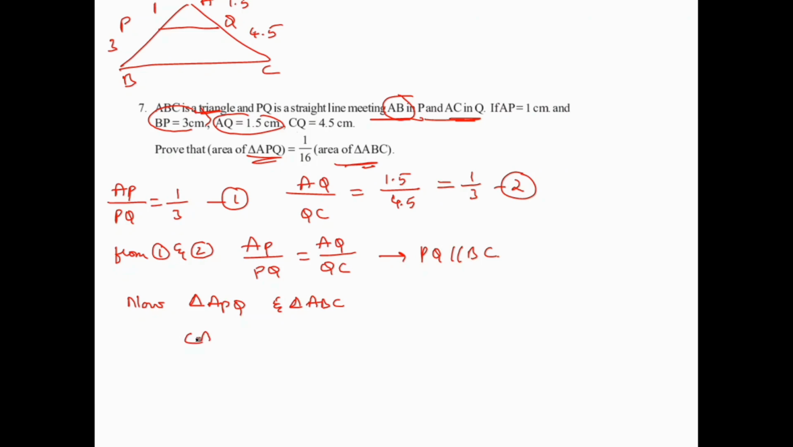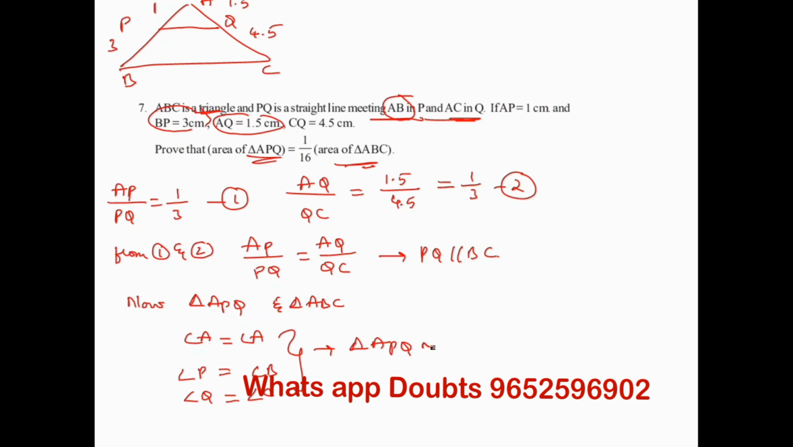Now in triangle APQ and in triangle ABC, angle A is equal in these two triangles, right? And angle P is equal to angle B. These are the corresponding angles for the parallel lines, right? So from this, I can say that triangle APQ is similar to triangle ABC. How can I say this? I can say this using the angle criterion of similarity, right?